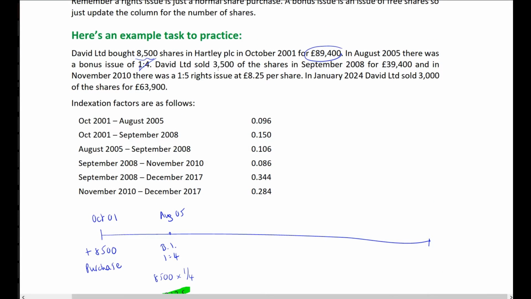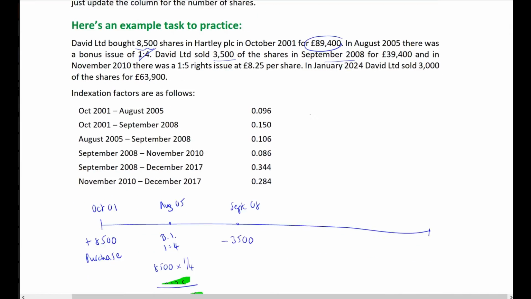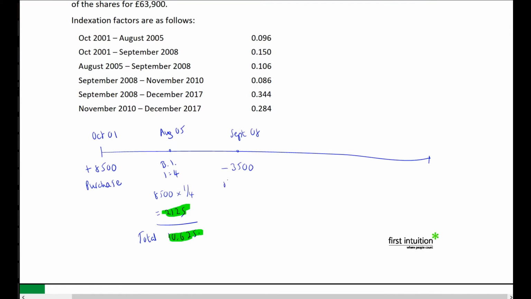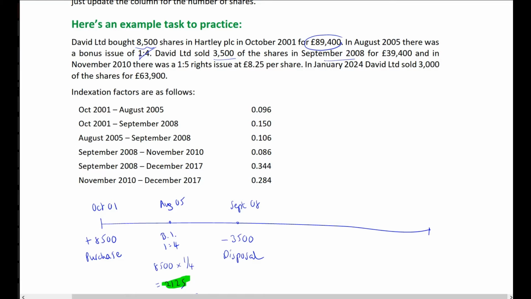David then sells 3,500 of his shares in September 2008. So again, as much or little detail as you think you need to understand what you mean. I'd usually just put 3,500, but I'm going to write the word disposal on there as well, just so we all are very clear what's happening. Got the proceeds there.